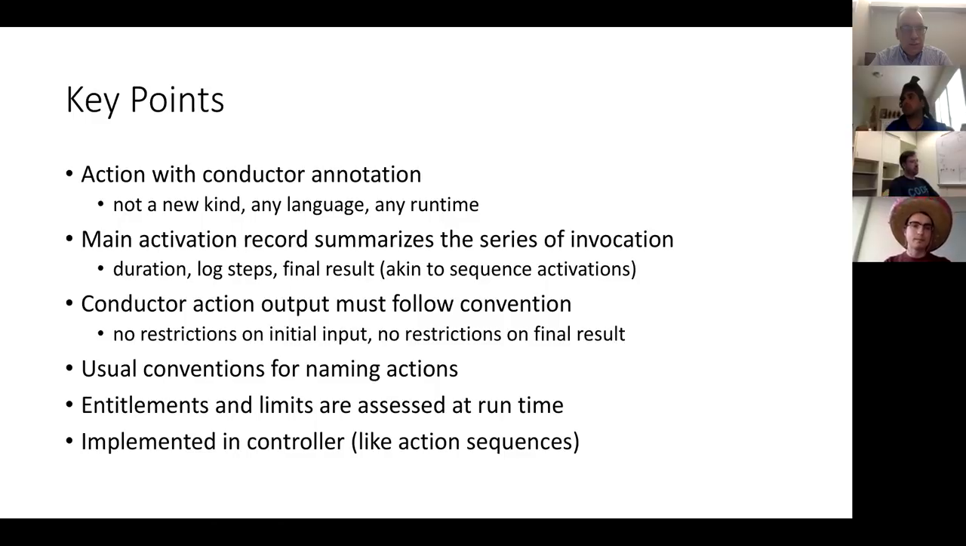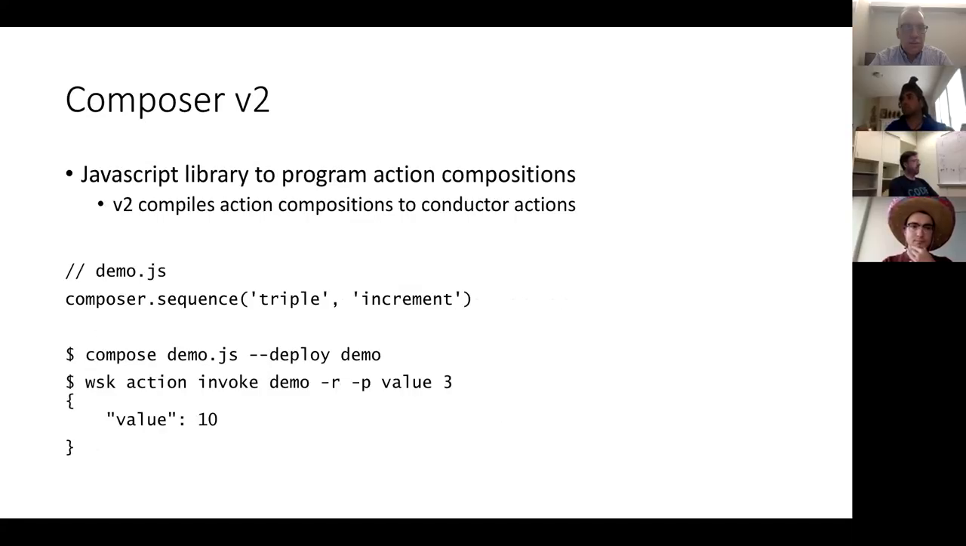One difference between sequence actions and conductor actions is that because it's dynamic, everything is dynamically assessed. So when you create a sequence in OpenWhisk, it might tell you that the component doesn't exist. That doesn't make sense for conductor actions. We look for components at runtime. We verify that you're entitled to run these components at runtime. And we also verify that you don't go beyond certain limits on the number of steps at runtime. So a conductor action might fail at runtime because you failed one of these tests. And this is implemented in the controller. I've said that already. Okay, so let's switch to Composer at this time.